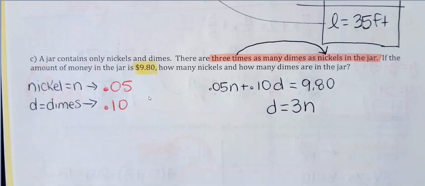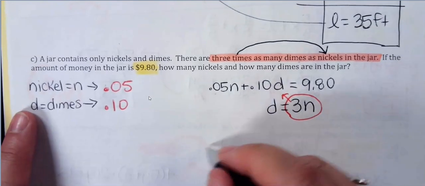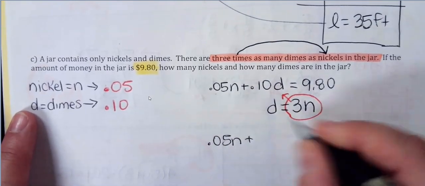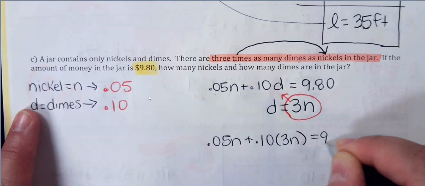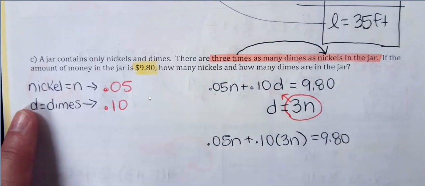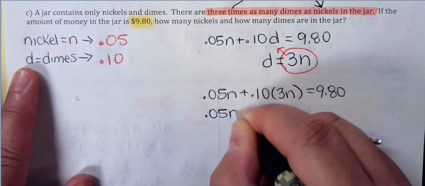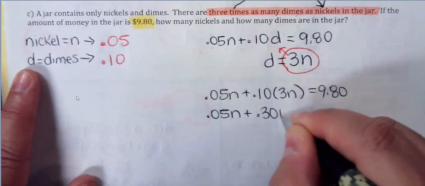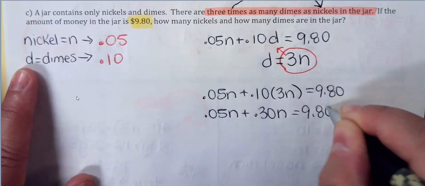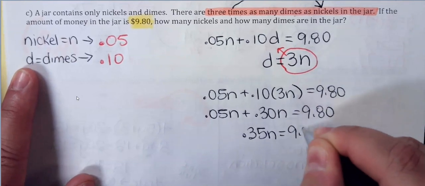Okay, now once you've got this, it's easy to set up. Just plug this in for your dimes in the other equation real quick. So we'd have 0.05 times our nickels plus 0.10 times 3 nickels, and then the 9.80. If you don't want to work with the decimals, you could multiply everybody by 100 here, but I'm just going to work with the decimals, no big deal if you have your calculator. So if I take 10 cents times 3, it's going to look like 30 cents. And add these guys up, we're going to get 0.35 times our number of nickels is equal to 9.80.